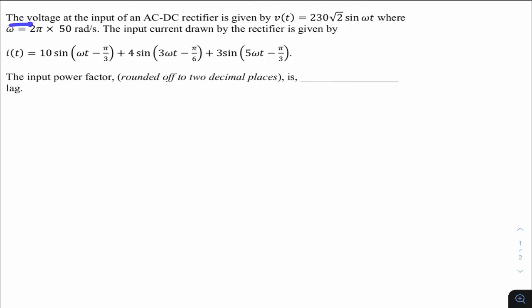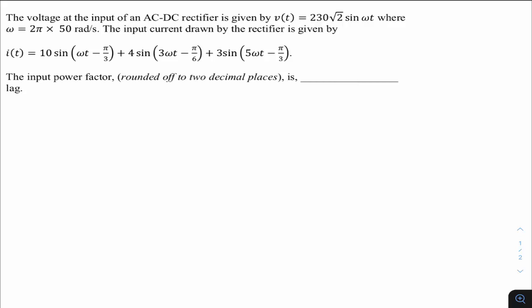The question is: the voltage at the input of an AC-DC rectifier is given by v(t) = 230 root 2 sin omega t, where omega is 2 pi into 50 radian per second. The input current drawn by the rectifier is given by this expression. The input power factor is dash in the lagging form. This is a standard model question which was already asked in GATE 2011 also.